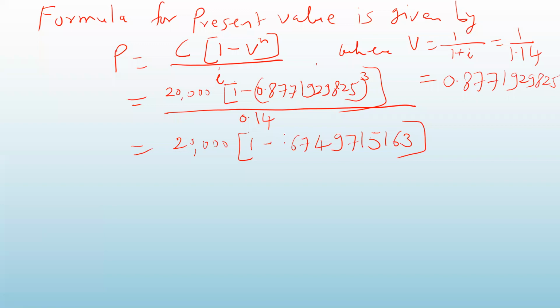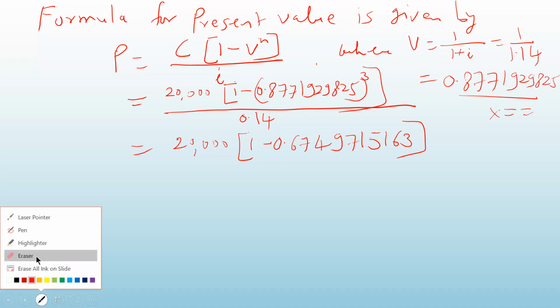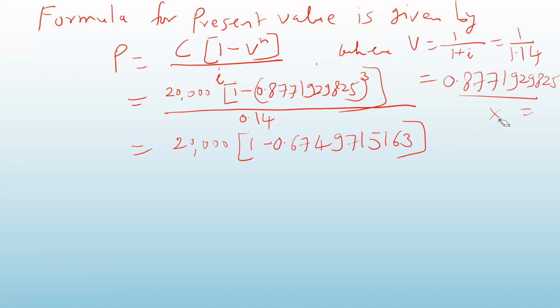One minus 0.6749715163. Now look at here. This was already on your screen of the calculator. So to take its third power, what you have to do? This number multiply and 2 times equal sign will give you the third power by using your non-programmable calculator. That we have seen so many times.